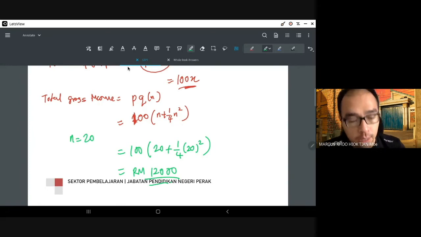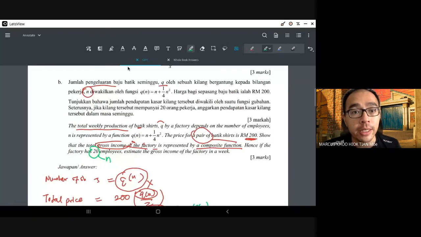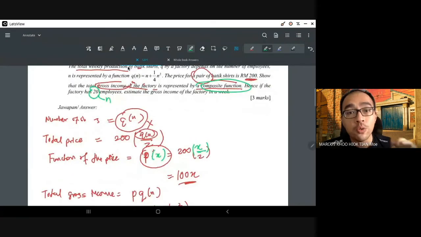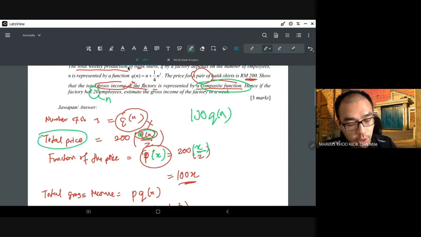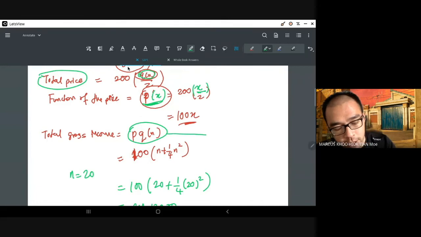So this is boleh dikatakan soalan kebat lah, but I think the issue here is if you want to find a composite function, you need to have two functions. So the first function is given. The second function is the function for the total price. So the total price is 200 ringgit times the number of shirts divided by 2, which is actually 100 Qn. And you assume that the total price function, we call it as Px. So the gross income function will be PQn. So this is the composite function that we want to find.